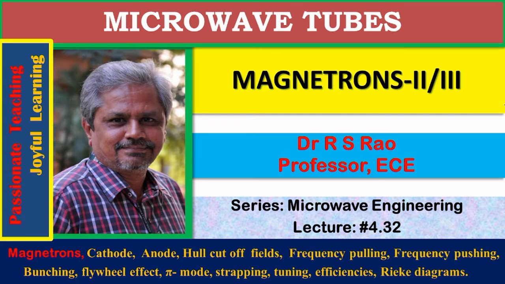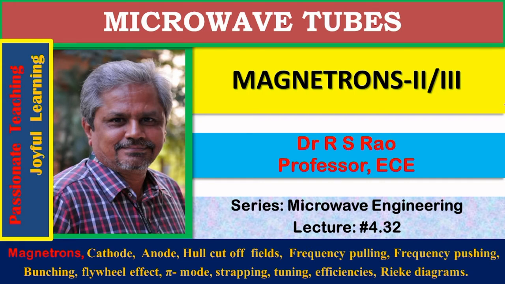These devices are basically diodes having a cylindrical, thick rod as cathode, surrounded by a cylindrical thick block of copper as anode. The structure of the anode consists of several identical cavity resonators. These resonators are interconnected with each other through the interaction region that exists between cathode and anode.